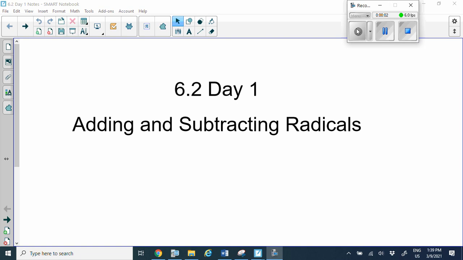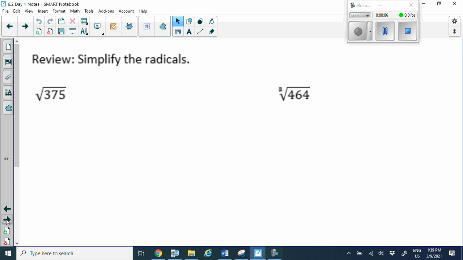Guys, so here's the note for 6.2 day 1. We're going to be adding and subtracting radicals. Now before that, let's do some review with simplifying radicals. So the first one is we have the square root of 375.